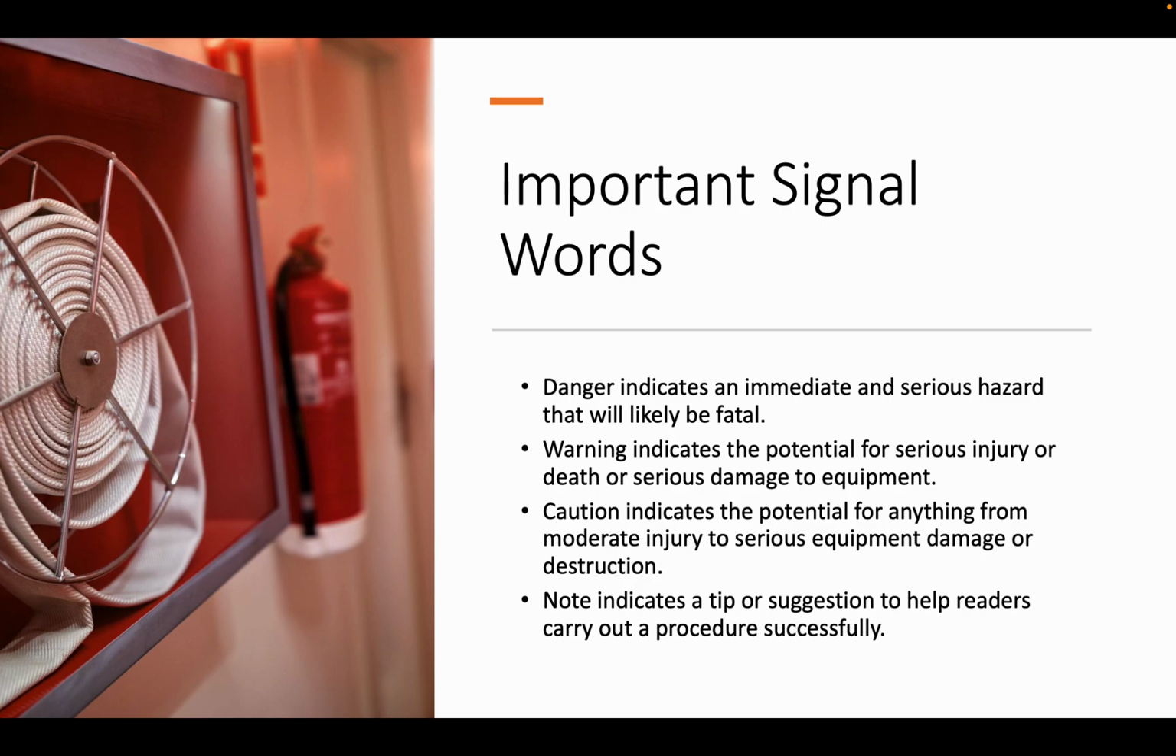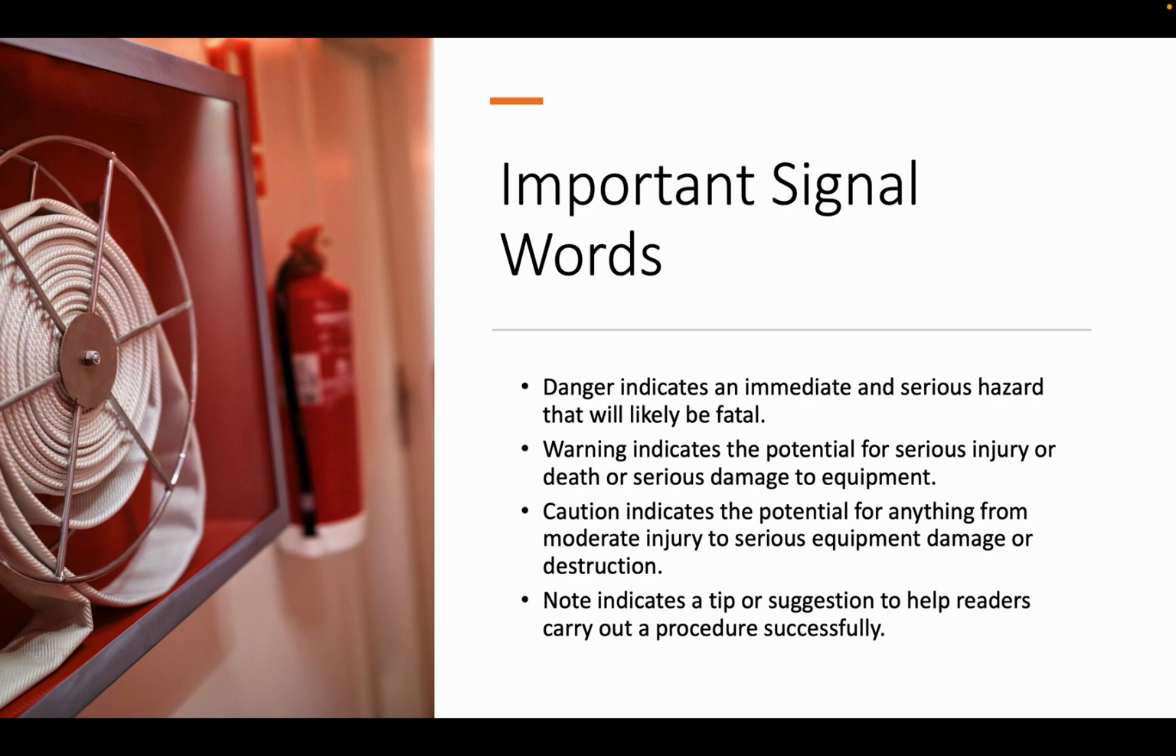Let's talk about important signal words that are going to pop up in instructions and what they mean specifically, because they do not all mean the same thing. So if you see danger in instructions, this means that there is an immediate and serious hazard that could likely be fatal. Sticking a fork in an electrical socket is dangerous. It can kill you, right? If you need to indicate something in your instructions is dangerous, that it could include a serious hazard that could be fatal, danger is the word that you're going to use.